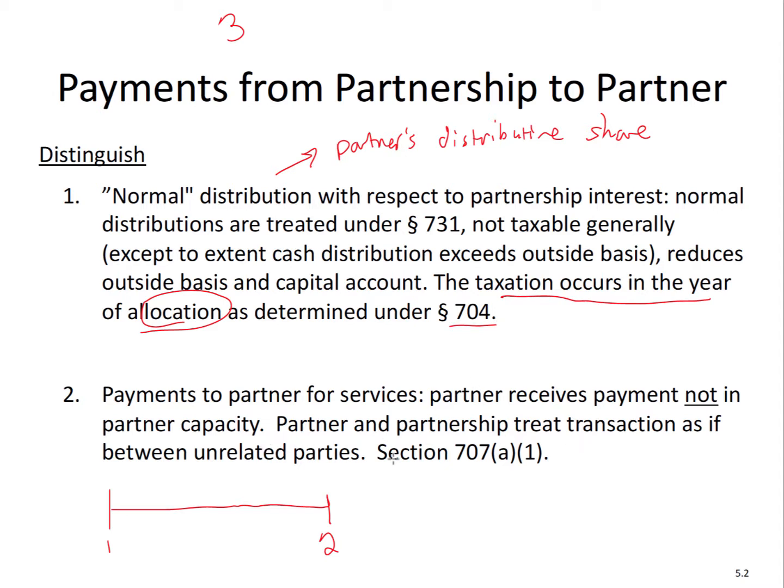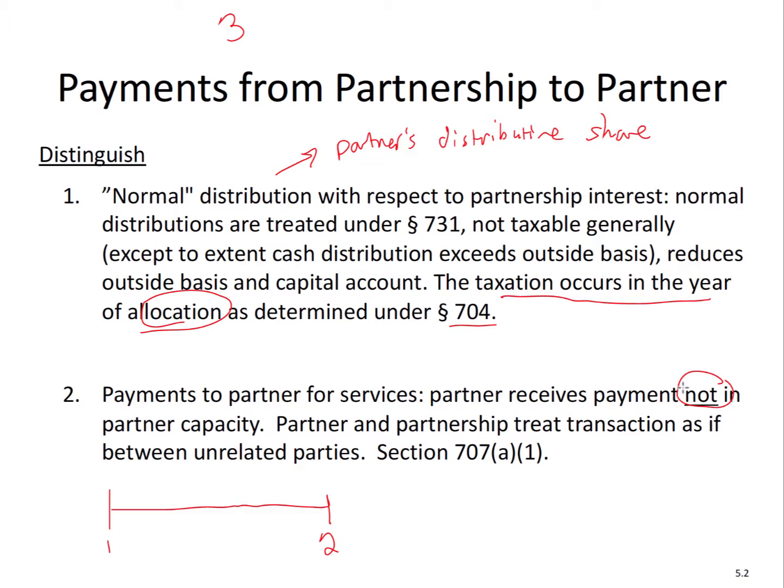Now, the second type, which again, opposite side of the spectrum, is a payment to partner for services where the partner is not in a partner capacity. An example of this would be, let's say we have a real estate partnership. All the partners are realtors. Now, one of the partners is also a lawyer. The partnership deals with only real estate activities, showing properties and whatnot.